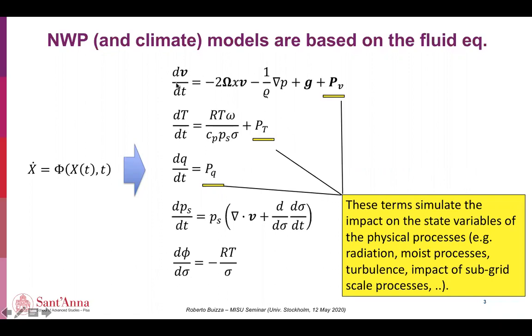so how much the state variables, wind, temperature, humidity, change due to physical processes. This is actually where a lot of effort and a lot of resources are put by scientists, by operational centers, in trying to simulate physical processes at best, so that we can really compute how the state variables change depending on the processes happening in the atmosphere.